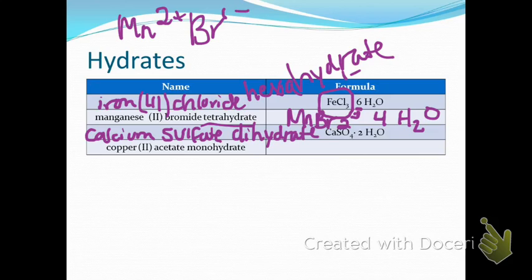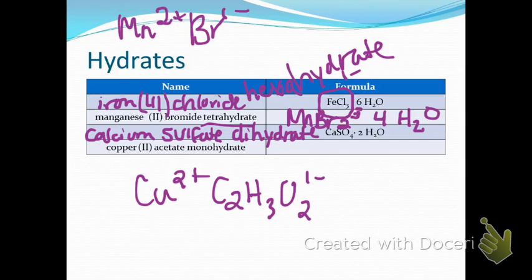Last one. Copper has a charge of 2. Acetate you have to memorize. Swap and drop, you get Cu, C2H3O2, 2. And monohydrate means 1 water.